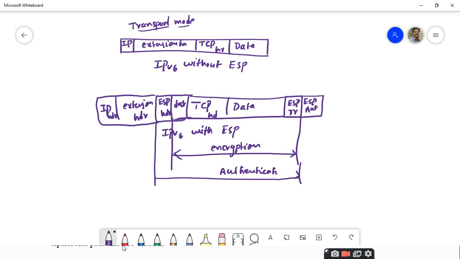So, that is all about the transport mode. Let us quickly go through the different steps that are required for the transport mode operation. What are the different fields that are used for the encryption is very important, and what are the fields that are used for the authentication is important with respect to IPv4 as well as IPv6.